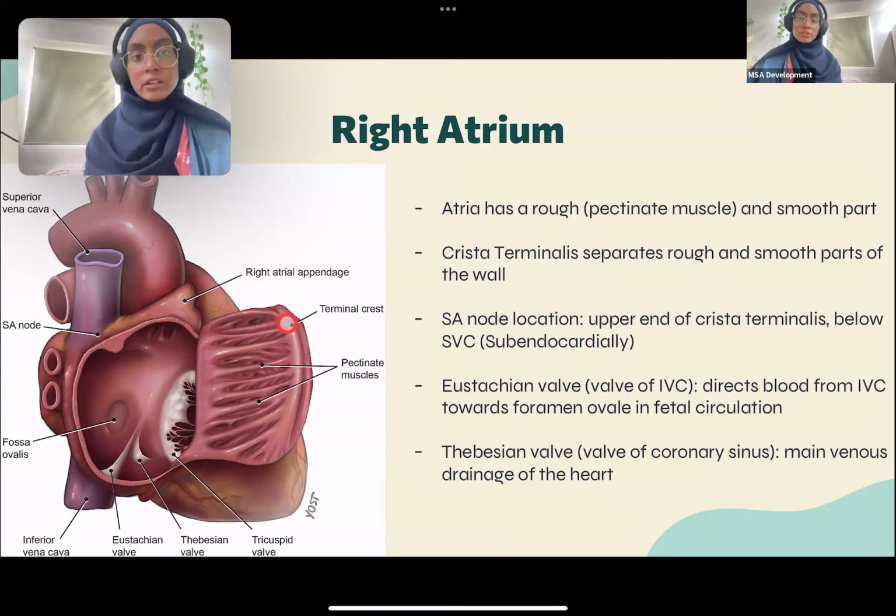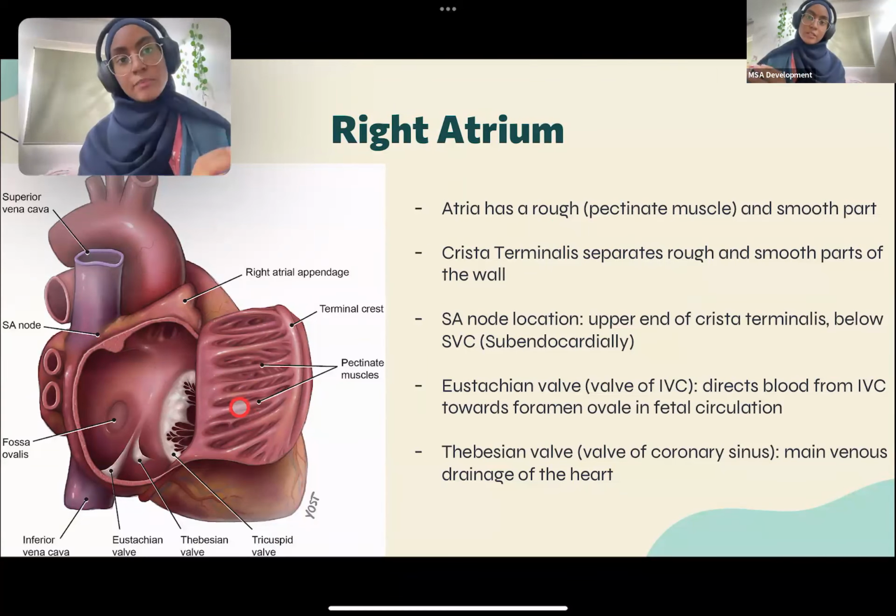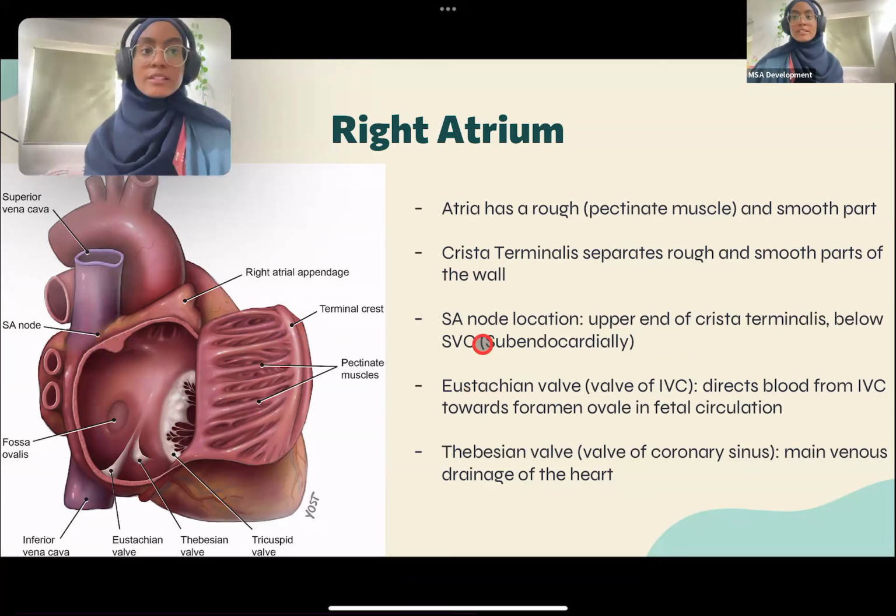An important thing to note about the crista terminalis is that, imagine this is closed, okay? You can see here we have the SA node, which is superior, in the upper end or superior part of the crista terminalis and below the SVC, right? But obviously subendocardial. Another thing we have is the eustachian valve.